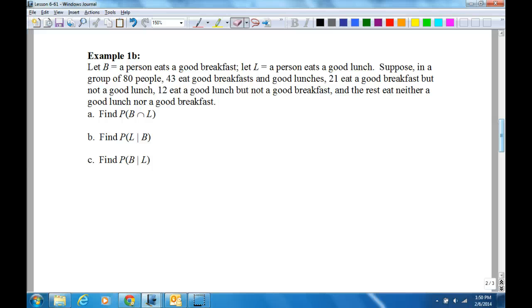Number 1B says, let B be a person that eats breakfast, and let L be a person that eats a good lunch. Suppose in a group of 80 people, 43 eat good breakfasts and good lunches, 21 eat a good breakfast but not a good lunch, and 12 eat a good lunch but not a good breakfast. And the rest eat neither. So, let's set up, first of all, our little tree. I'm going to do it over here.